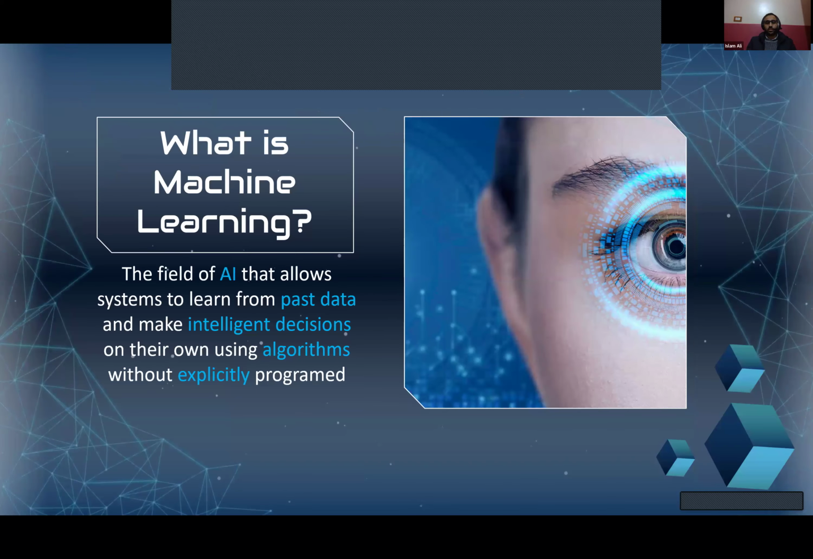So what is the meaning of machine learning? Machine learning simply is the field of AI that allows systems to learn from past data. So we need our systems to learn from the data we already have and then make intelligent decisions on their own. That means the algorithm should do the job without being explicitly programmed. It will learn from the data and then transfer this learning into the new case.